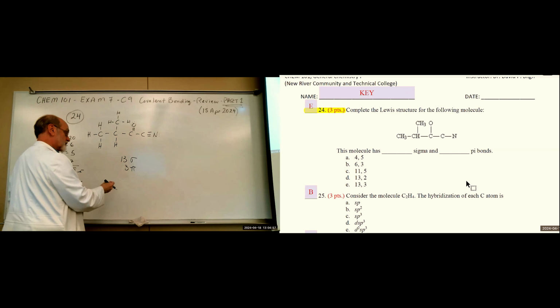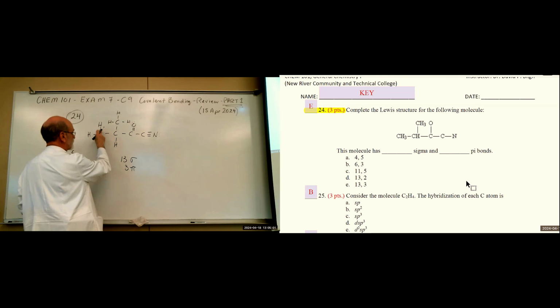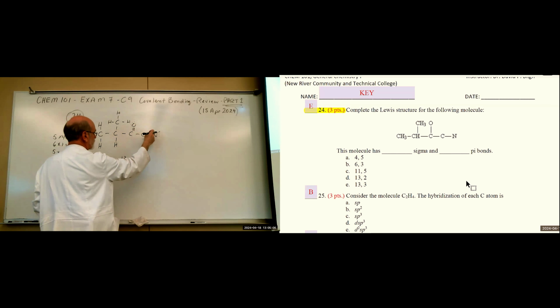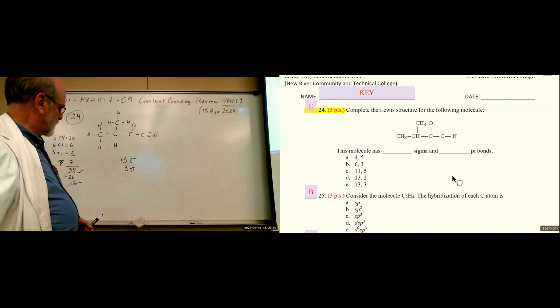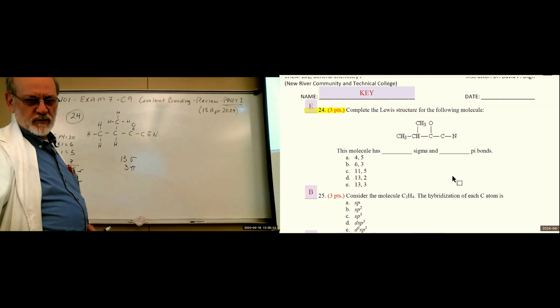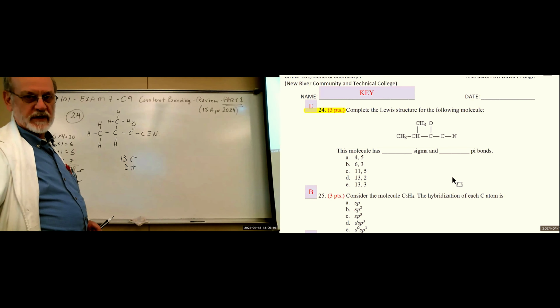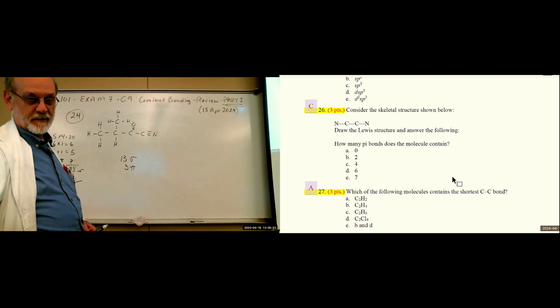Now, if we want to check ourselves, that means we need 16 bonds total. Right? 1, 2, 3, 4, 5, 6, 7, 8, 9, 10, 11, 12, 13, 14, 15, 16. So the answer should be 13, 3, which would be D. Excuse me, E. E would be 13 sigmas and 3 pi's. Okay.